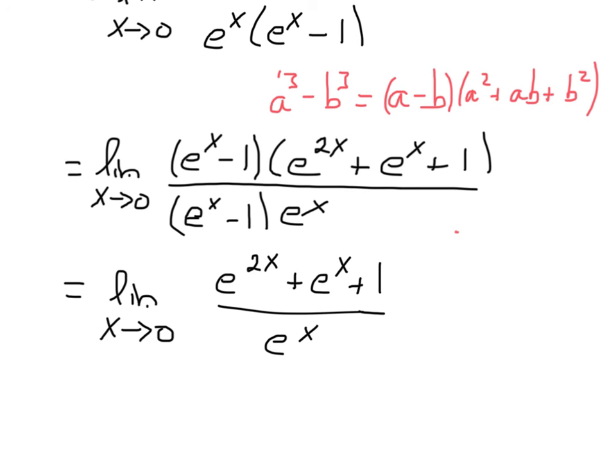Alright, so this is now equal to, evaluating at 0, in the denominator we just get 1, e to the 0. The numerator is 1, plus e to the 0 is 1, plus 1. Our answer is 3 over 1, which is 3. Alright, so that's it.